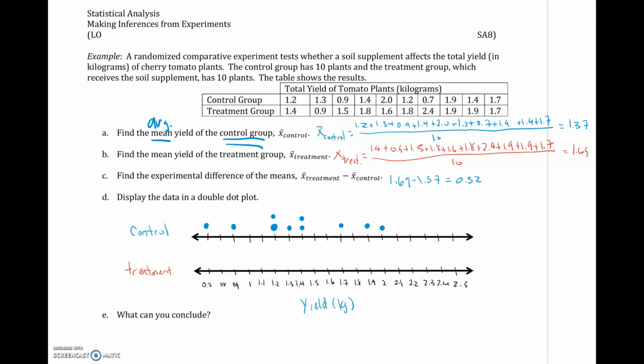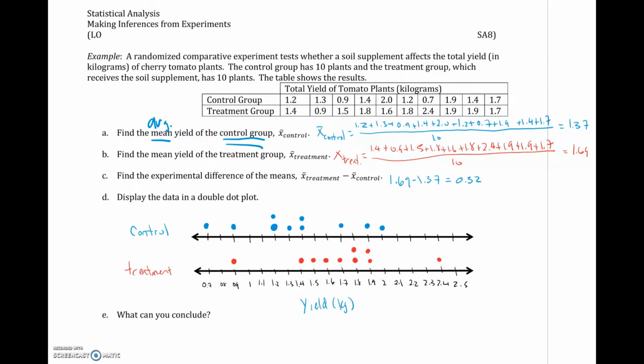So remember, if you have more than one of the same number, you just stack one on top of each other. Okay. So if you guys want to go ahead and pause and do that treatment group dot plot on your own, feel free to pause right now. Otherwise, keep watching and I'll just show you my treatment group dot plot using the same method I did with the control. And there you go.